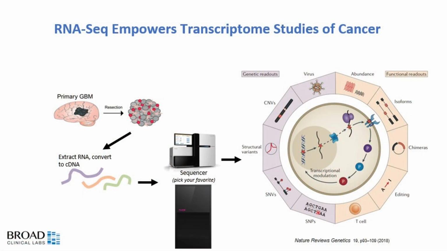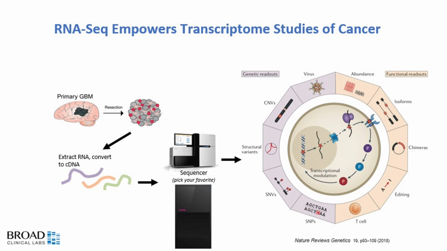RNA-seq and transcriptome sequencing in general is a really powerful method for getting insights into cancer biology and studying cancer samples. It provides us with both genetic readouts and functional readouts. All we need to do is resect the tumor sample, convert the RNA to cDNA, and then you can sequence it using whatever your favorite modern sequencing technology is. And once we have those reads, then we can get insights into those functional and genetic readouts.